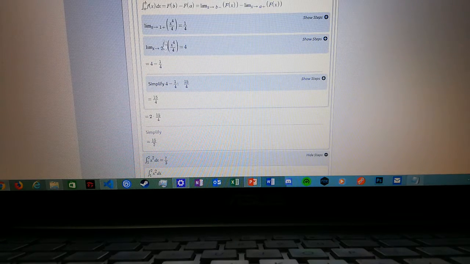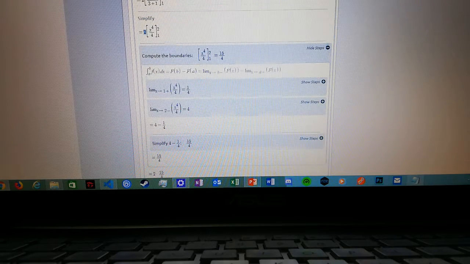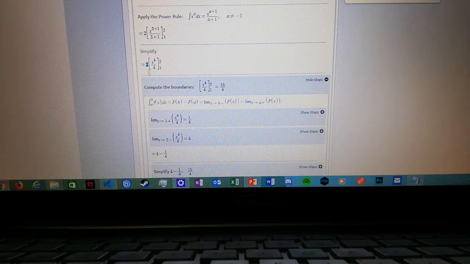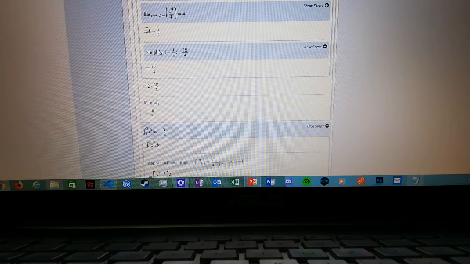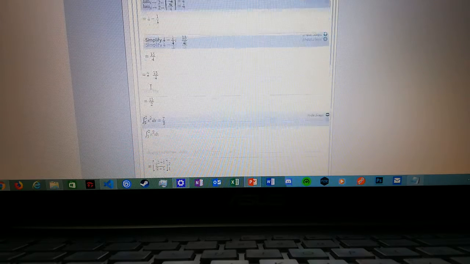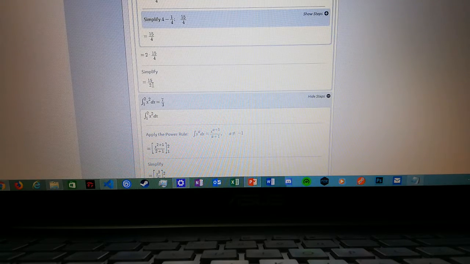So let's move on to substituting those numbers. When we substitute with 2, it becomes 4, and when we substitute with 1, it becomes 1/4. So this is not the end, because we also have a multiplication of 2, which is right here, as you can see. So moving down, we'll be looking at 4 minus 1/4, which is 15 divided by 4. And we add the multiplication of 2 in, where we'll be having 15 over 2.